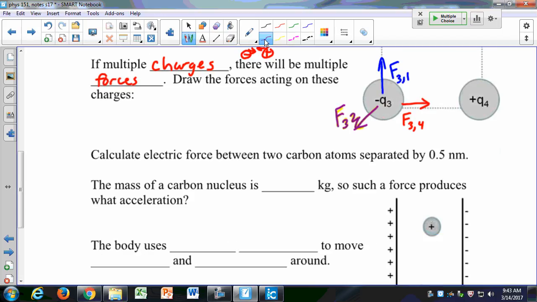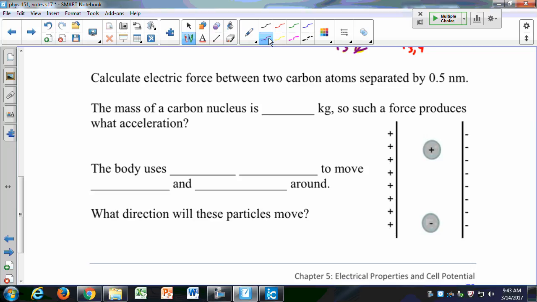So just for example, let's calculate the electric force between two carbon atoms. The charge of a carbon atom is plus 6e. And so that's 6 times 1.6, that's what, 60, what's 60 plus 36? 9.6 times 10 to the minus 16 coulombs. So a carbon atom has a charge equal to 9.6 times 10 to the minus 16 coulombs. And then I also need to know the distance. It's 0.5 nanometers. And so the distance is 0.5 times 10 to the minus 9 meters.